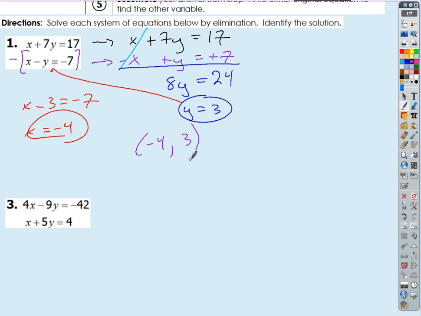Okay, does that make sense? Do you remember doing this stuff? It's been a while. I thought we did it last time. You would have done it in Algebra 1. You would have done a fair amount of this in Algebra 1.